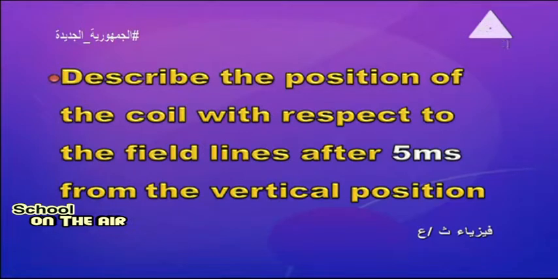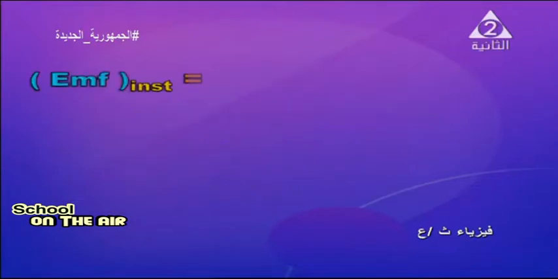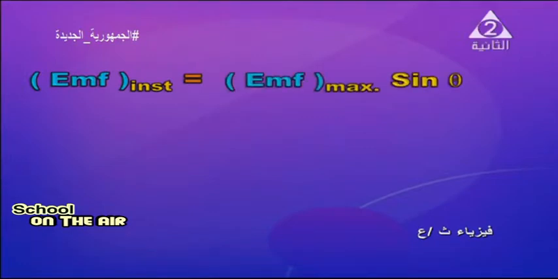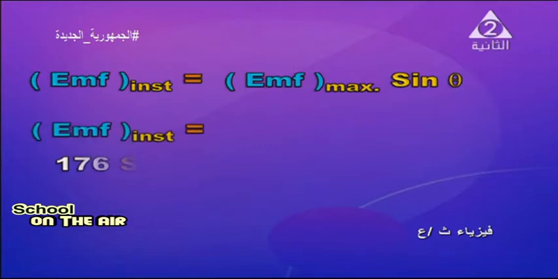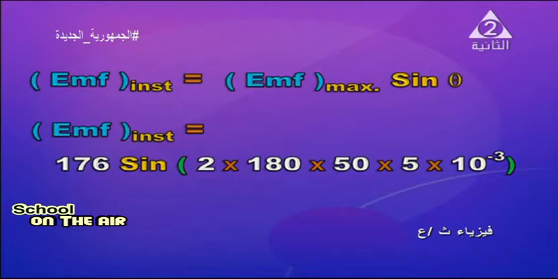We are starting from the vertical position, and the time is given as 5 milliseconds. Milliseconds should be converted into times 10 to the power negative 3. And the maximum voltage, we've managed to obtain it. So we'll apply instantaneous EMF equals EMF maximum sine theta. And what about theta? Yes, great, it is equal to 2πft. Pi here is equal to 180. It is an angle.